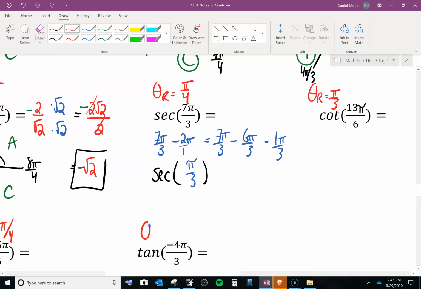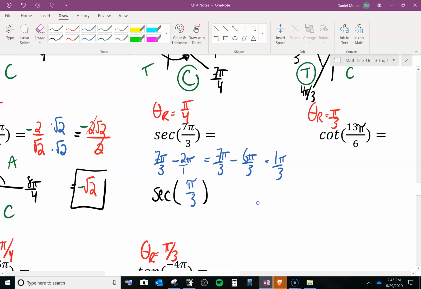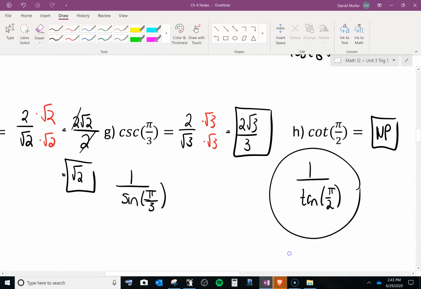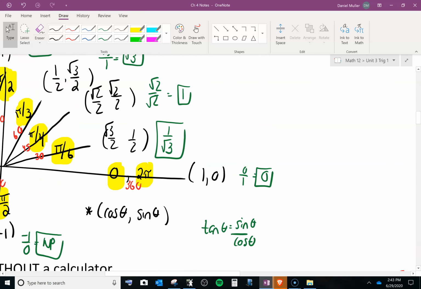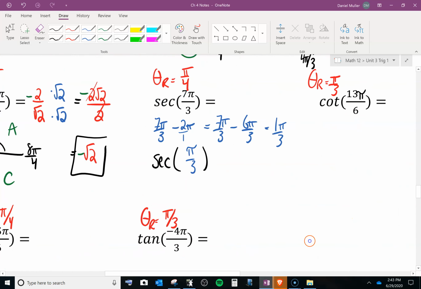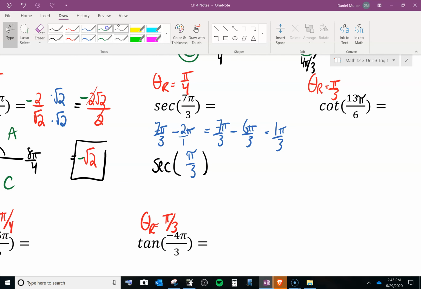So my reference angle is pi over 3. I look at my reference angle, pi over 3, and I'm dealing with secant, that's a cos. So I'm finding cosine, and I'm finding pi over 3. So here's pi over 3, cosine is on the left, it's a half, and then I have to flip it. So it's 2 over 1. So I'm going to get a 2 over 1.